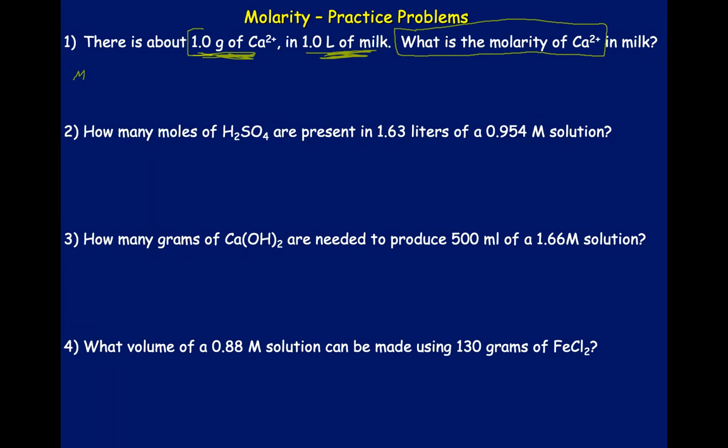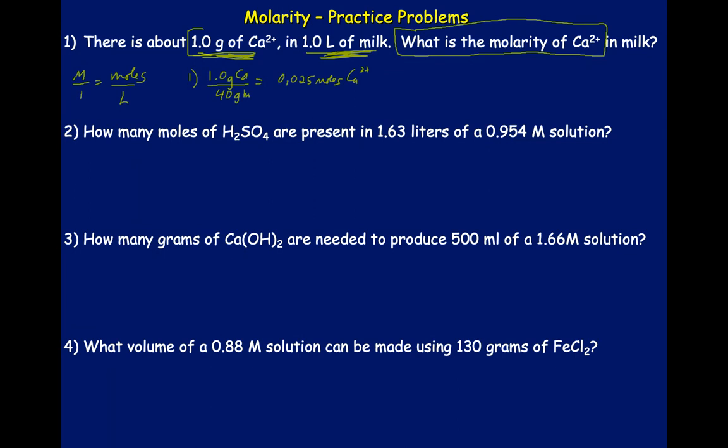Okay, what do we take? Molarity equals moles over liters. I would always write the equation. In this case, we're given a liter, which is fine, but we're not given moles. So step one is we want to find the moles. We take 1 gram of calcium and divide it by the GFM of calcium, dividing into the mole by 40, and we're going to get 0.025 moles of calcium 2 plus.